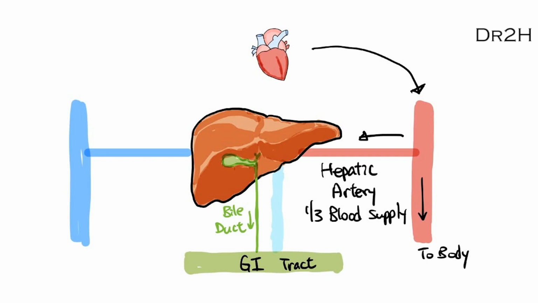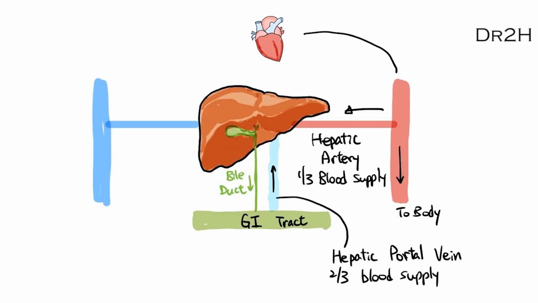Number one, the hepatic artery, which supplies about one-third of the total blood into the liver. It carries oxygenated blood from the heart. The second blood input is from the portal vein.